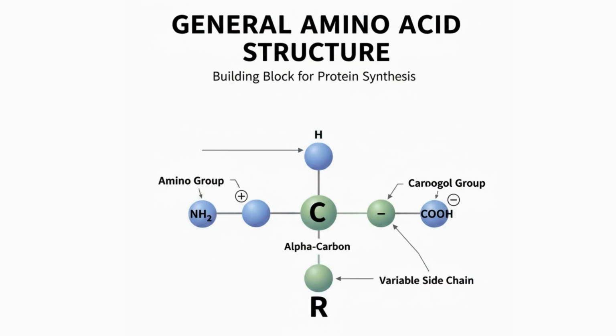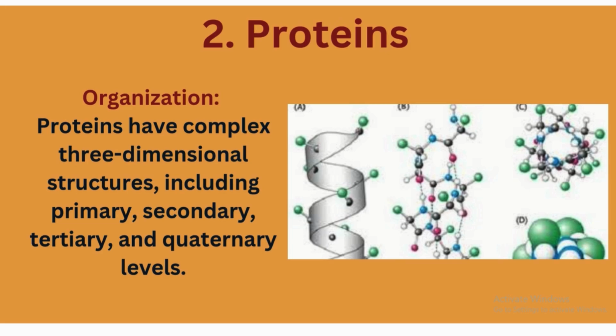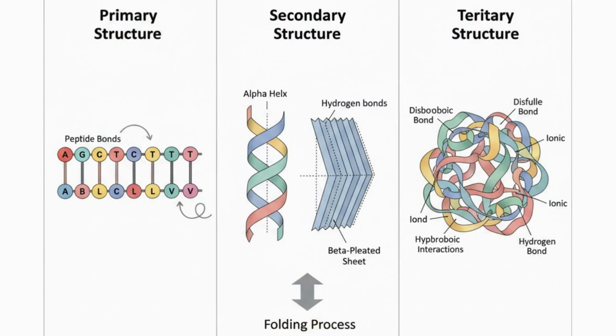The general amino acid structure is the building block for the protein synthesis. The center is the alpha carbon, which is attached to the carboxyl group and also the amino group, hydrogen atom, and variable side chain, which is the alkyl group. To make the organization of the protein, these amino acids bind with each other and make a complex 3D structure of the protein, which includes the primary structure, the secondary structure, and the tertiary and the quaternary levels of the proteins. The primary structure of the protein is the long chain of the amino acids, which are linked together by the peptide bonds.